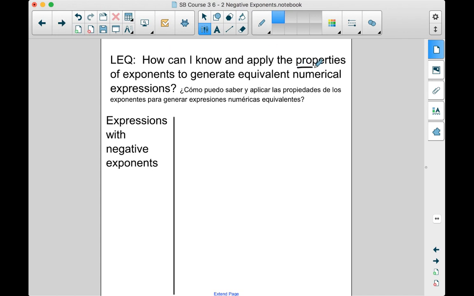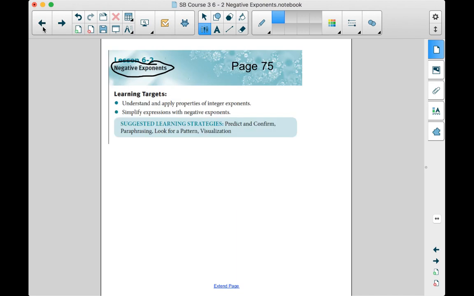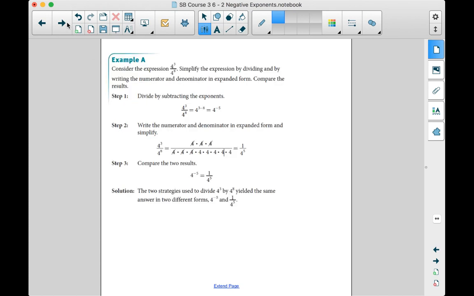Again, the property that we're working with today is just a property with negative exponents. So by the end of today, you should know how to simplify expressions with negative exponents. Go ahead and open up your Springboard books to page 75, and we're going to look together at example A.